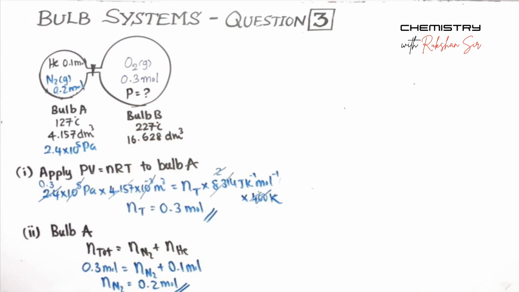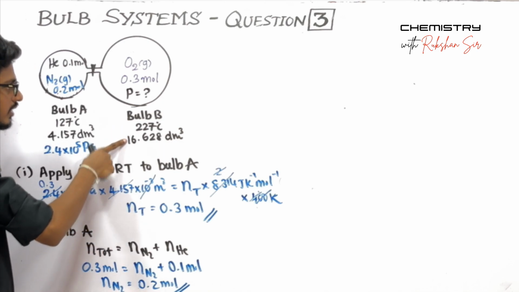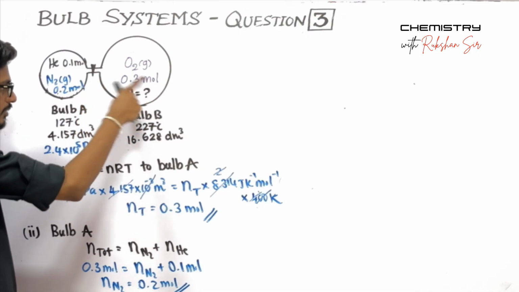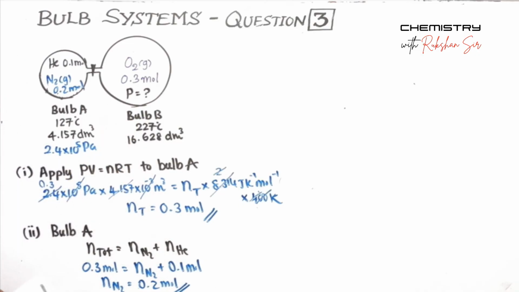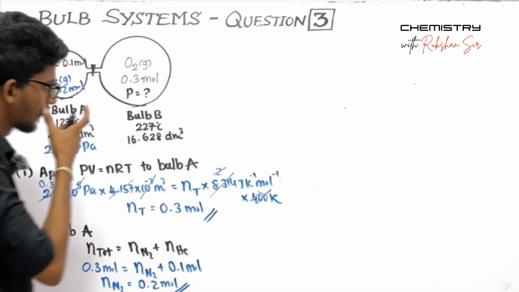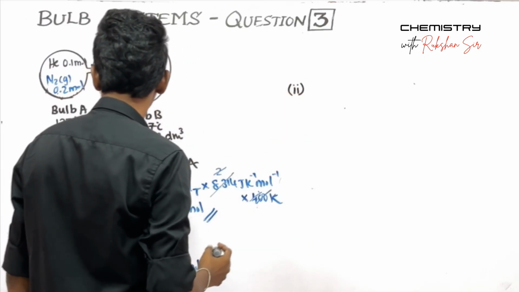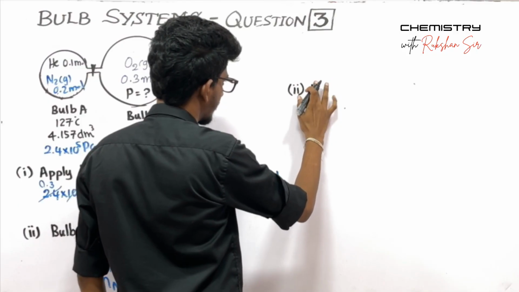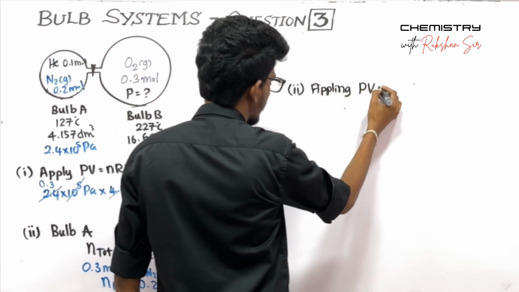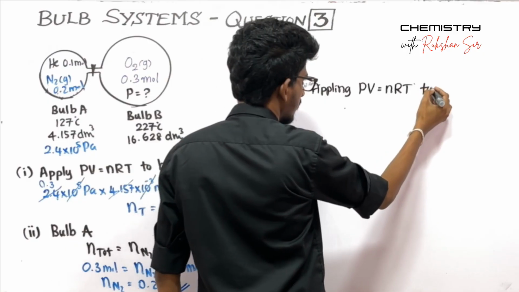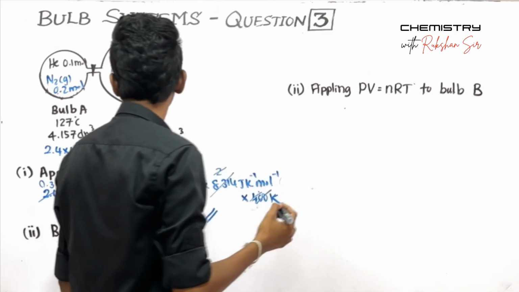So again, we can apply PV = nRT as it's a four-variable equation. You know three variables here. T is known, V is known, and the n is known. So you can use PV = nRT to come up with the missing fourth variable, which is P, right? So let's use PV = nRT for bulb B. So from number 2, for bulb B, apply PV = nRT, to bulb B, right?